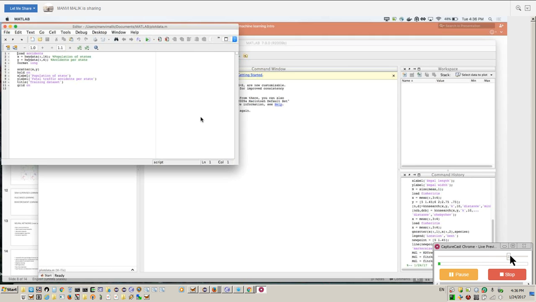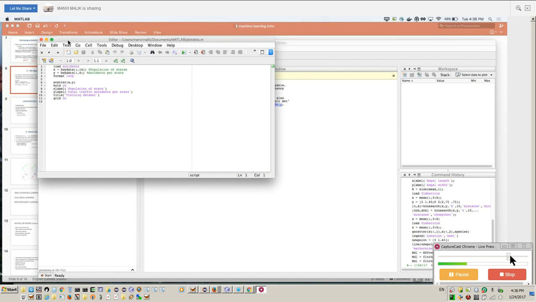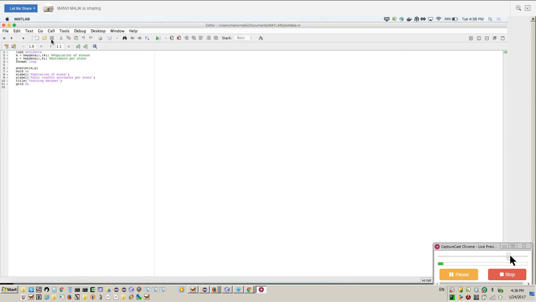So I just loaded one of the sample data sets that is available within MATLAB. People on the system may not be able to see this.